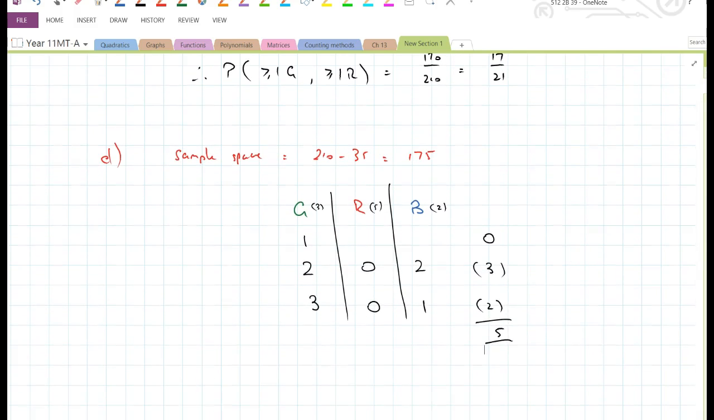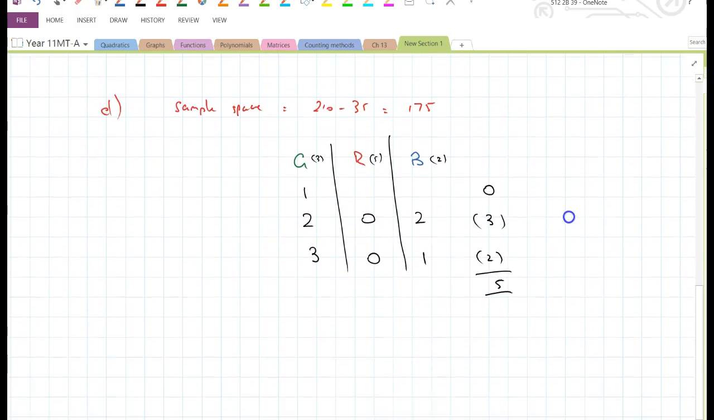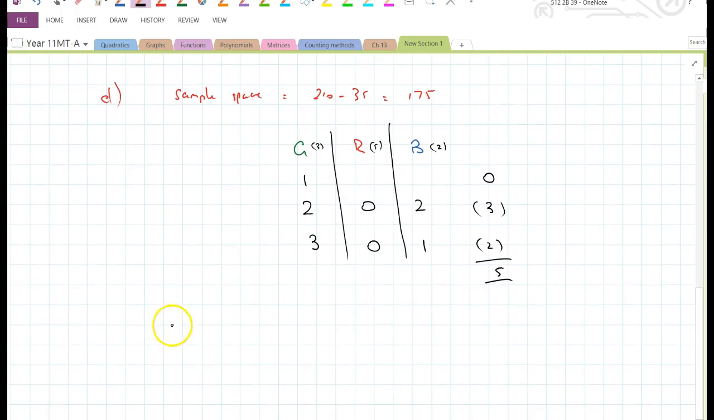So I've got a total of 5 outcomes in my complementary event, which means there must be 170 in my actual event. So the probability of at least 1 red given at least 1 green equals 170 over 175, which is 34 over 35. So hopefully that's been helpful. See you later.